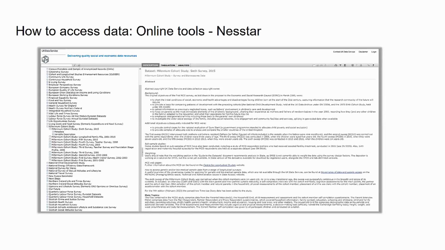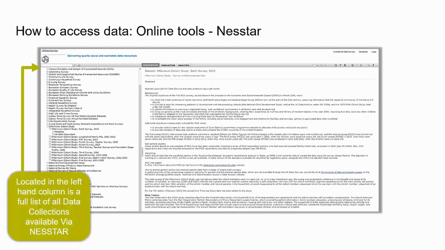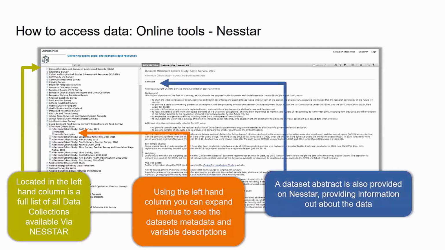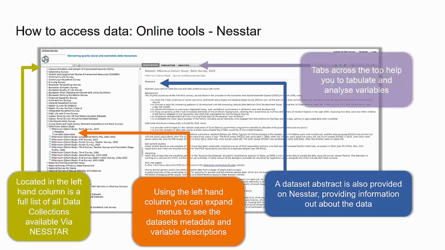This next slide shows our Nestar portal. Located in the left-hand column is a full list of all data collections available via Nestar. Using the left-hand column, you can expand menus to see datasets, metadata, and variable descriptions. A dataset abstract is also provided on Nestar, providing information about the data. Tabs across the top help you to tabulate and analyse variables.